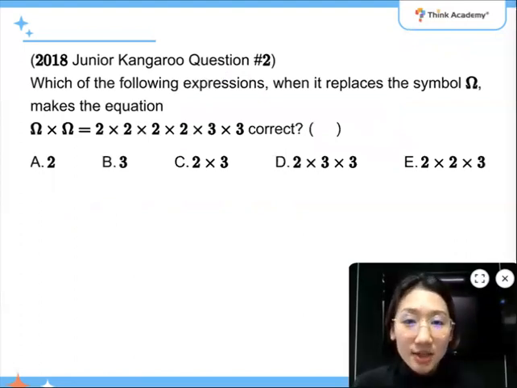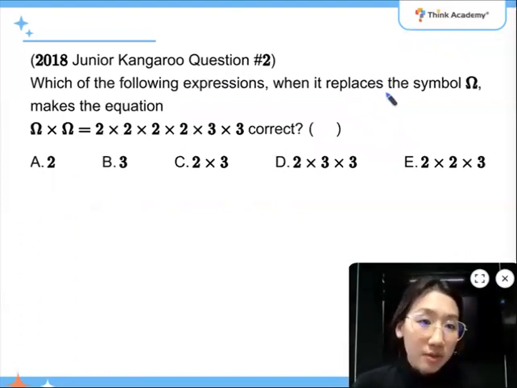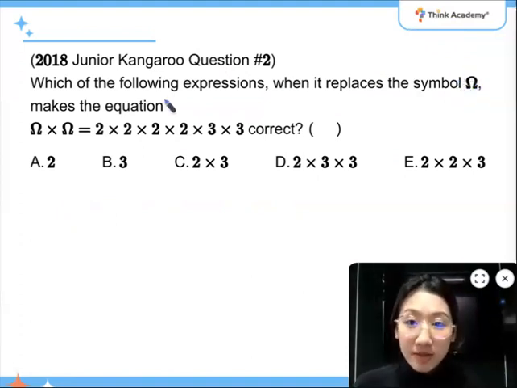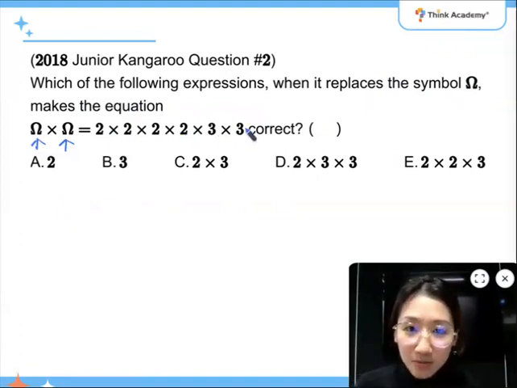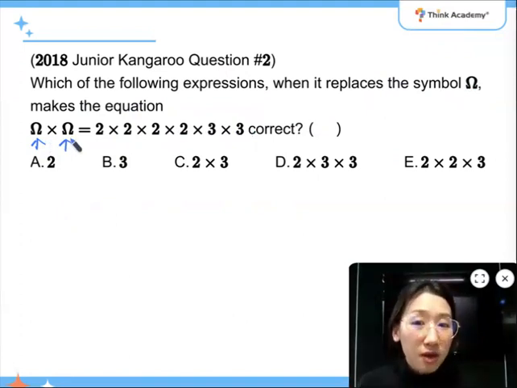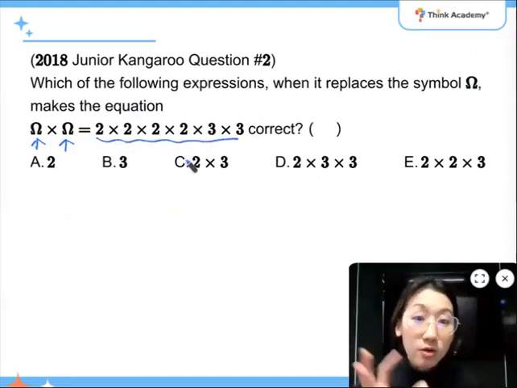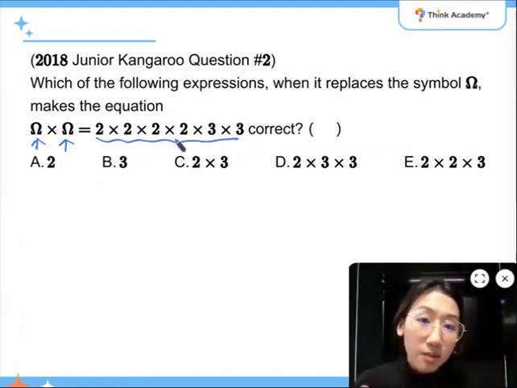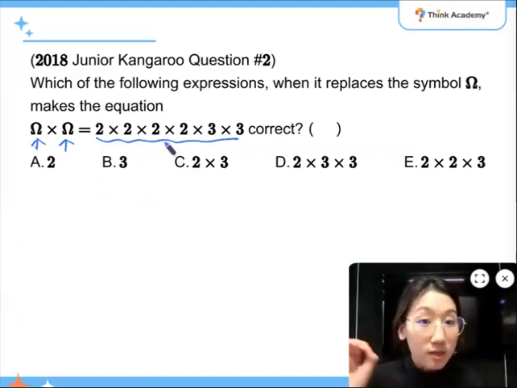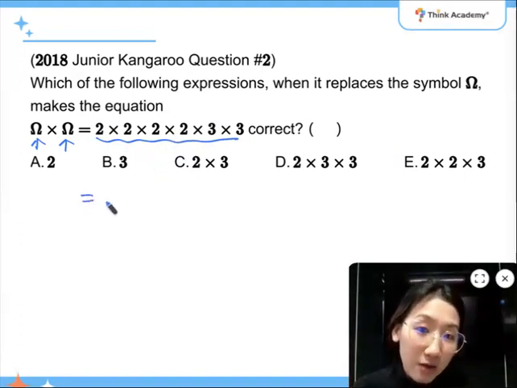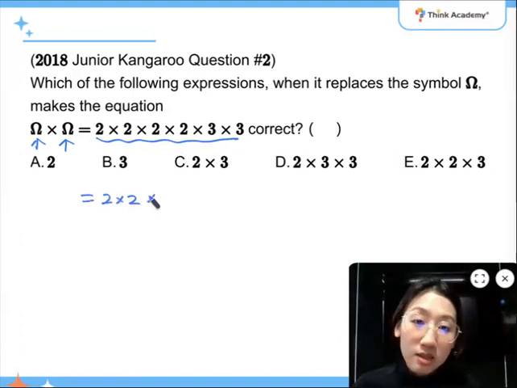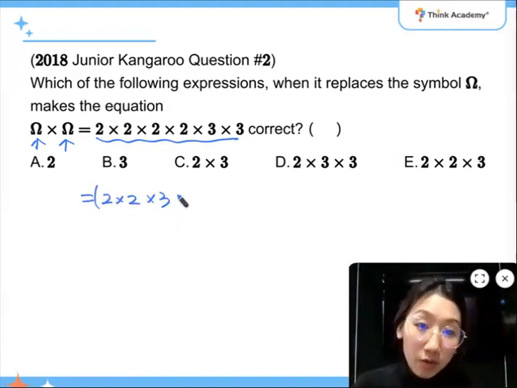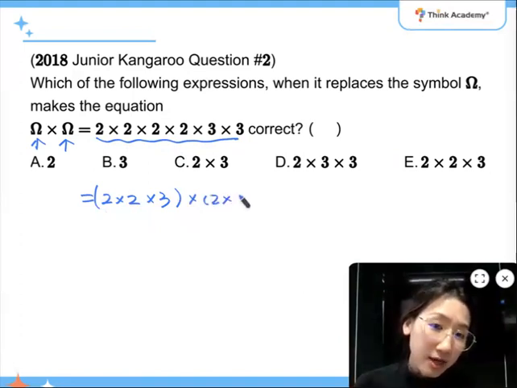Now let's look at the second question. Which of the following expressions, when it replaces the symbol omega, makes the equation correct? Over here I have a symbol, and in the equation, the symbol multiplied by itself gives 2 times 2 times 2 times 2 times 3 times 3. If it's something multiplied by itself, you can split this product into 2 identical parts. It's composed of 4 lots of 2's multiplied together and 2 lots of 3's multiplied together. So you can split them in half: 2 lots of 2's multiplied with a 3. In one group you have 2 times 2 times 3, and in the other group you have the same thing.